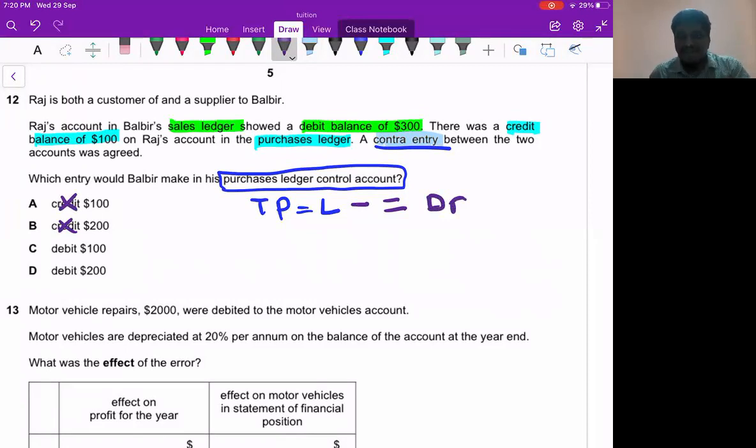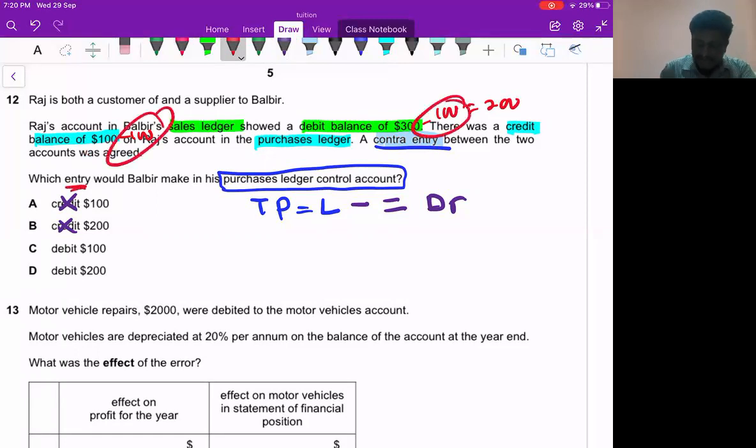But which amount will we minus? The smaller one will be minus in both. Either one, we need to make it 0. It's either 300 or 100. You minus 100 here and you minus 100 here. The balance is 200, but don't talk about the balance. Now they're talking about the contra entry. The contra entry means minus 100, minus 100. So the answer is C. That's the contra.